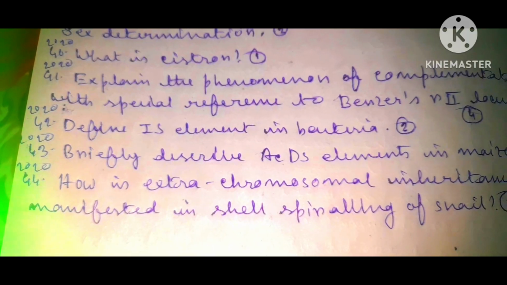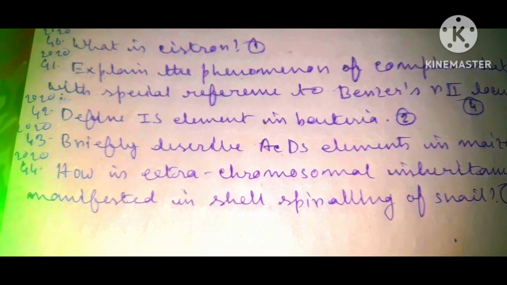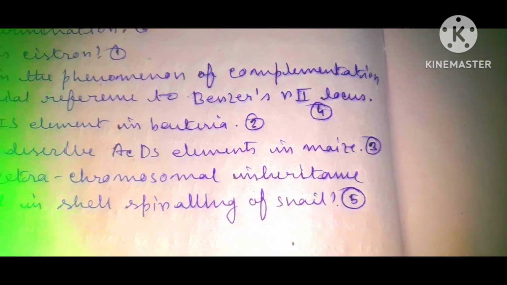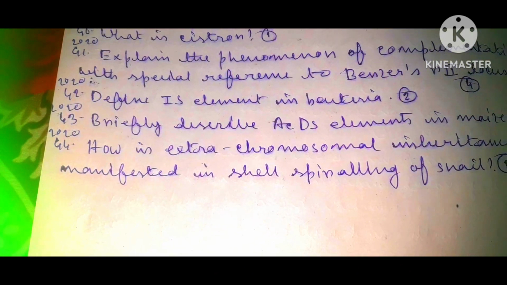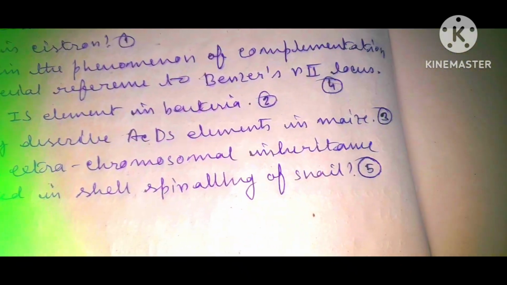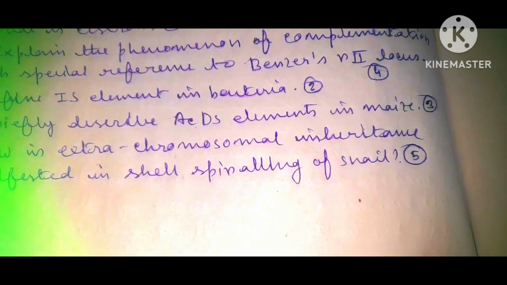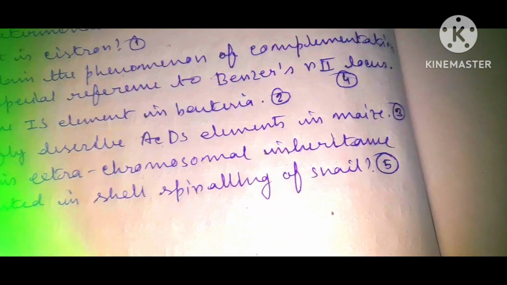Define IS element in bacteria, carrying 2 marks. Briefly describe Ac-Ds elements in maize, carrying 3 marks. How is extrachromosomal inheritance manifested in shell spiraling of snail, carrying 5 marks.